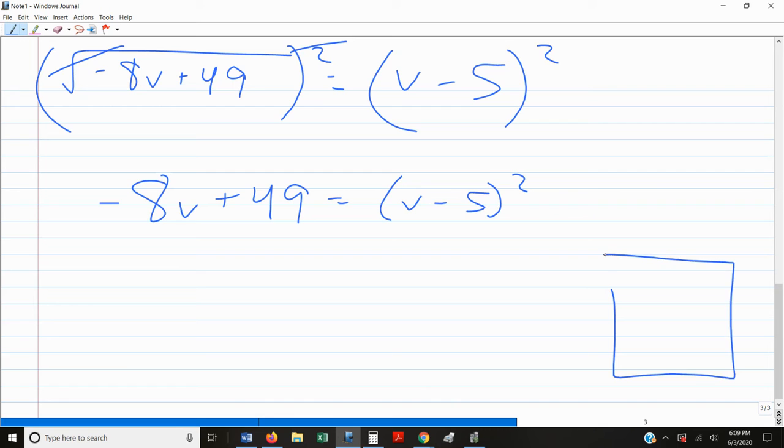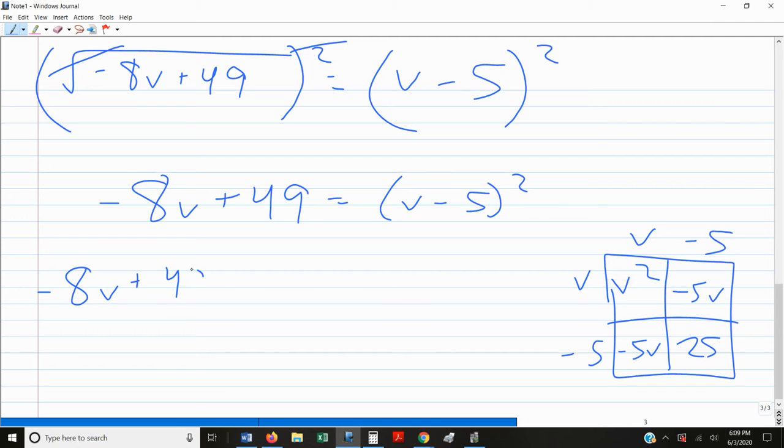And you could do a Punnett square. v minus 5 squared is just v minus 5 times v minus 5. So you've got v squared, negative 5v, negative 5v, and positive 25. So I'm going to bring down the left side, and then on the right side you have v squared. Negative 5v and negative 5v is negative 10v, and then you have a positive 25. So basically, it's solving a quadratic.